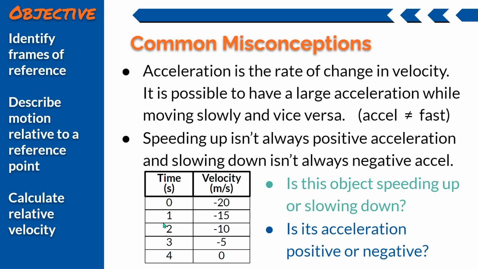So if we look at this data table, and this is what I meant by looking at some numbers, you might want to sketch or draw this on your paper, but it shows an object moving for 4 seconds, and it shows its velocity changing from -20 to 0. And if you look at this, is this object speeding up or slowing down? So let's start there. If you go from moving at a velocity of 20 meters per second in the negative direction to 0, did you speed up or slow down?